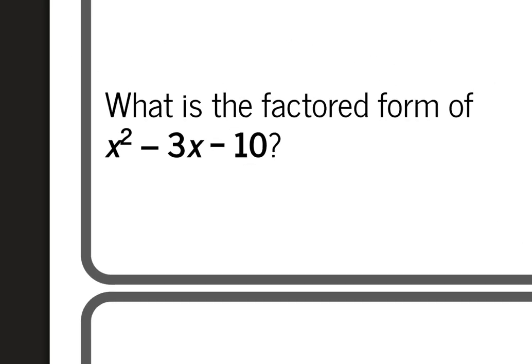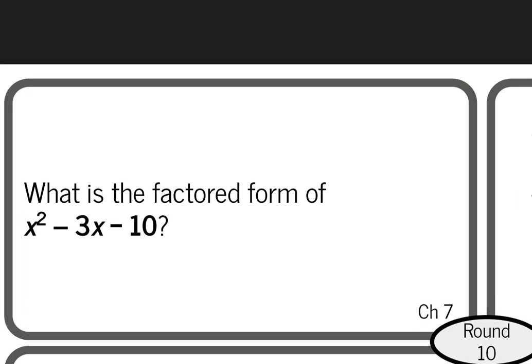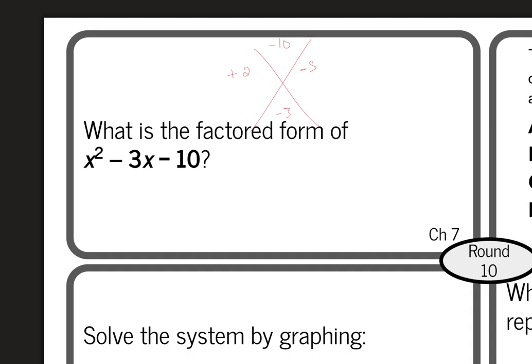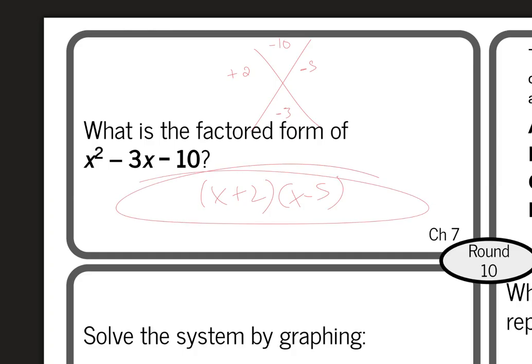What is the factored form of this thing? Come on now. We got negative 10. We got negative 3. That's 2 and 5. It's a negative 2 and a positive. Sorry, I can't speak. Negative 5, positive 2. There it is. We're done.